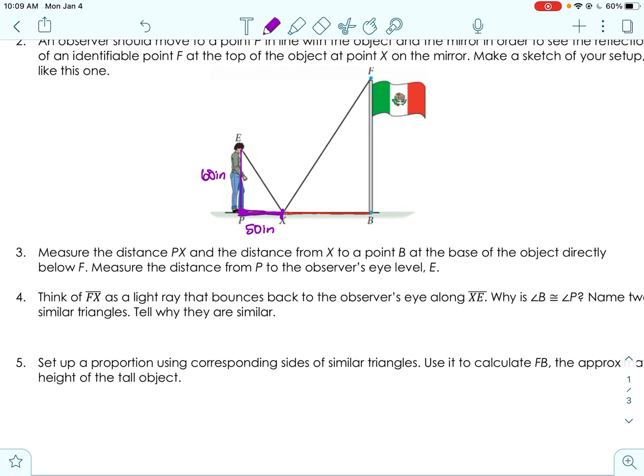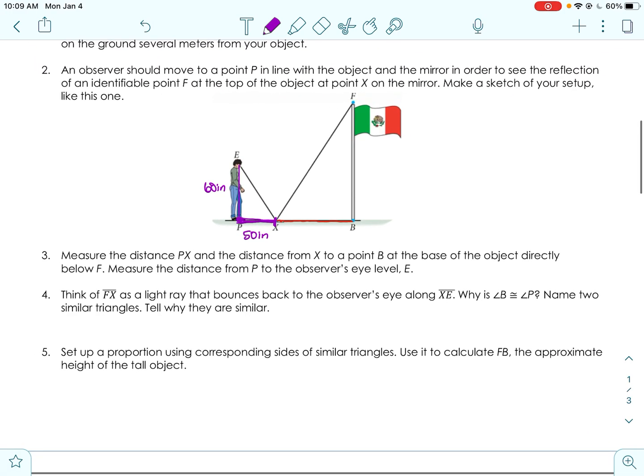Then we also need to measure the distance from the flagpole to the center of the mirror, and we're going to say that is 45.5 feet. And we want to know how tall the flagpole is. So what we're going to do is set up a proportion using similar triangles.